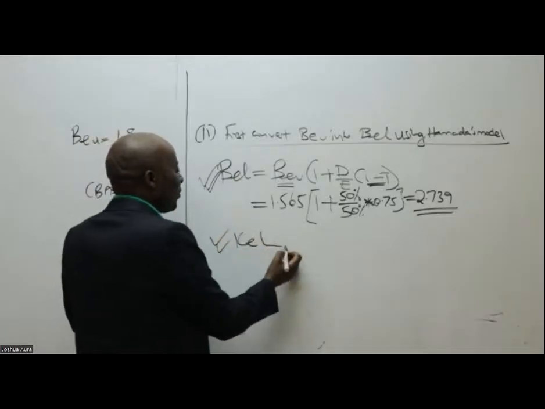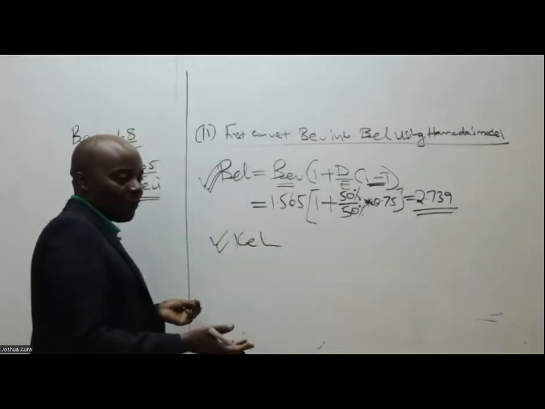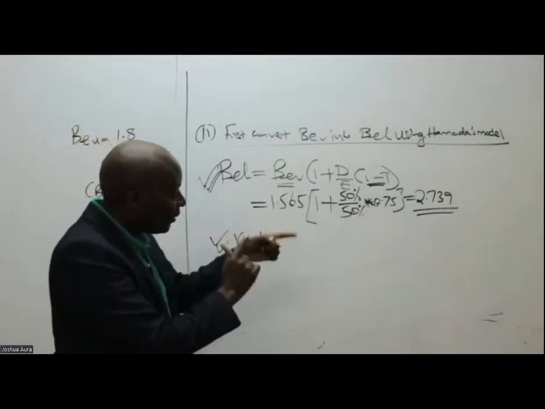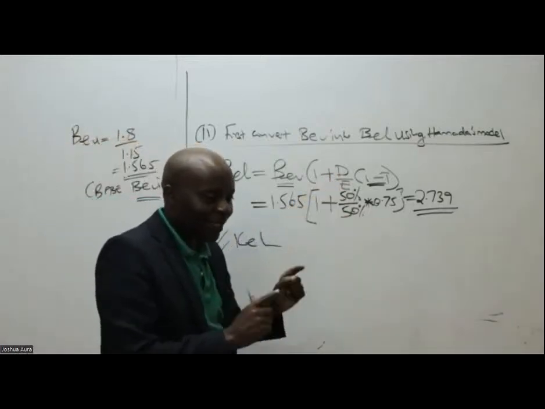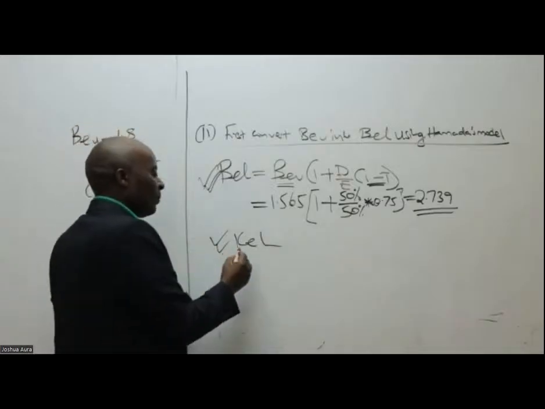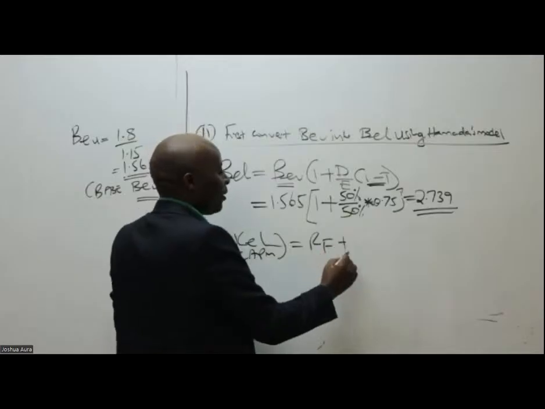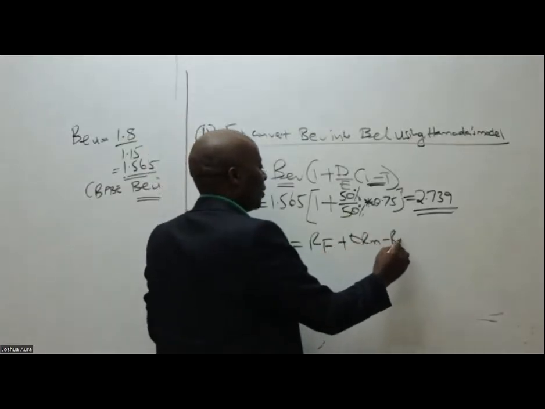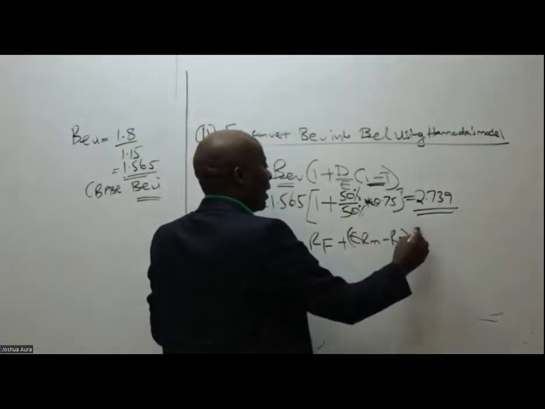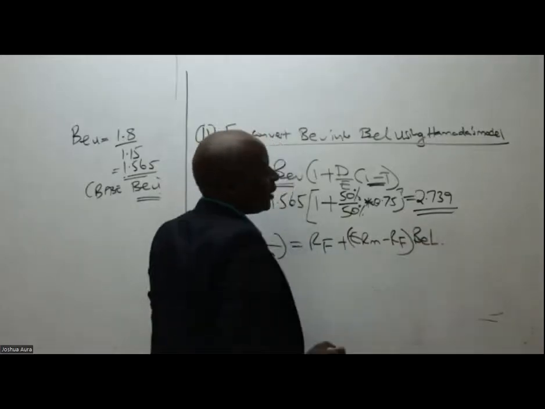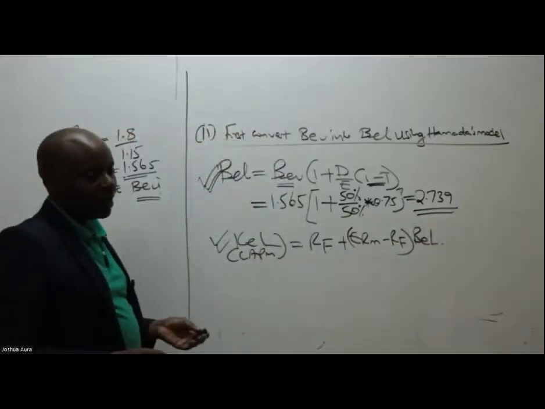Cost of equity this time around will be cost of equity of a levered farm, because now the farm has debt, 50%. The farm has debt, so it's Kel using CAPM. So using CAPM, this will be equal to risk-free plus ERM minus risk-free multiplied by beta equity of a levered organization. This now is levered.